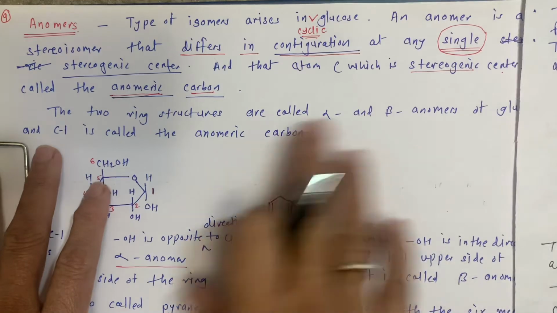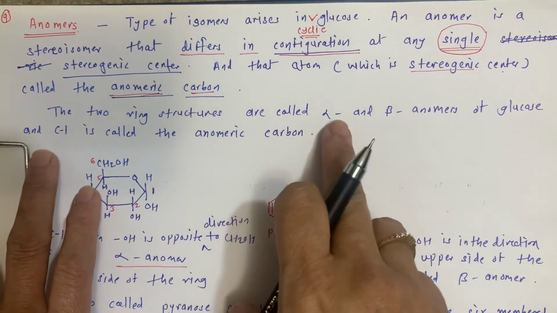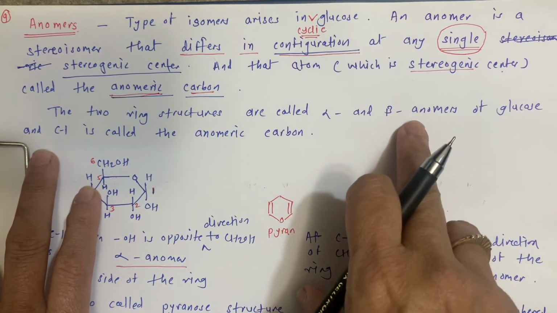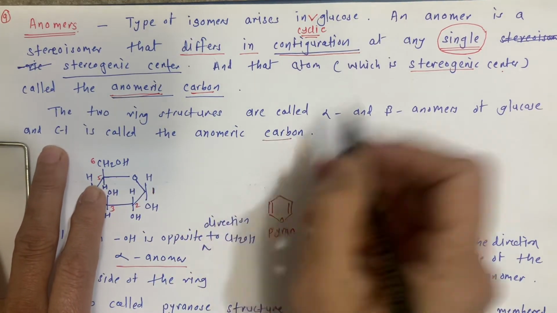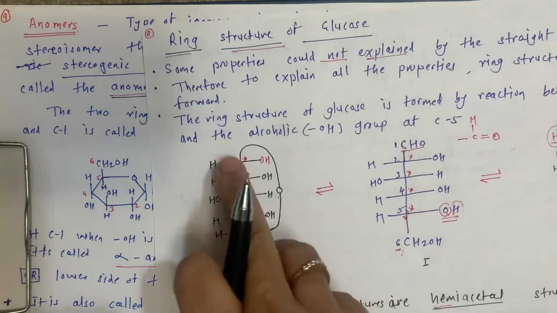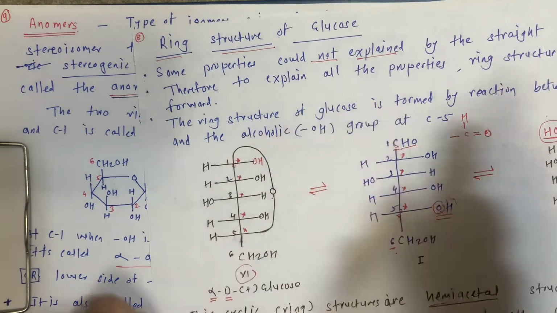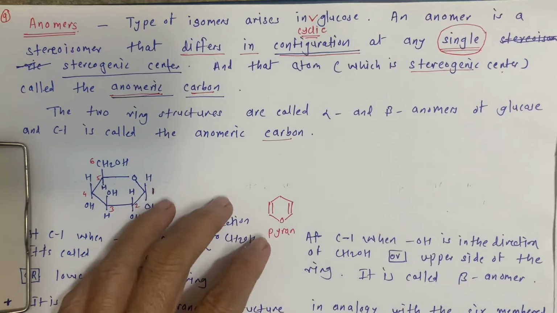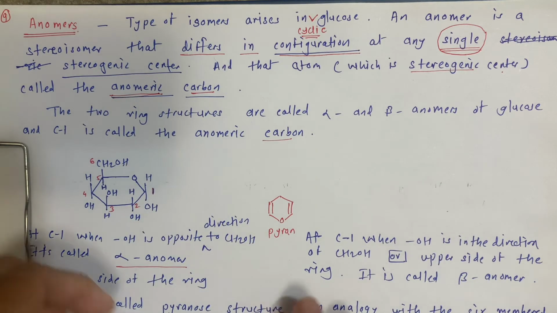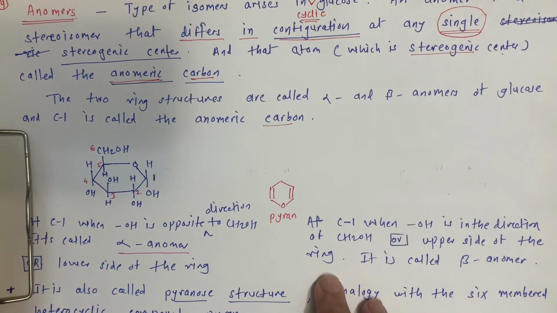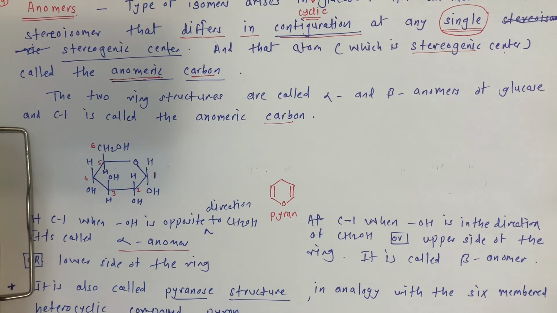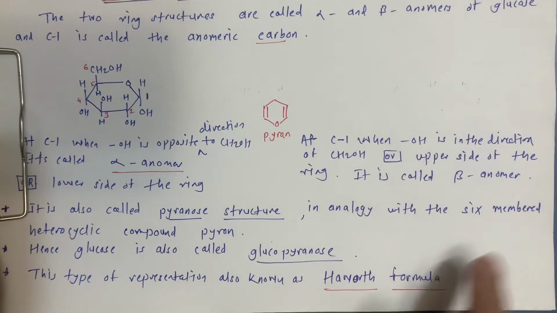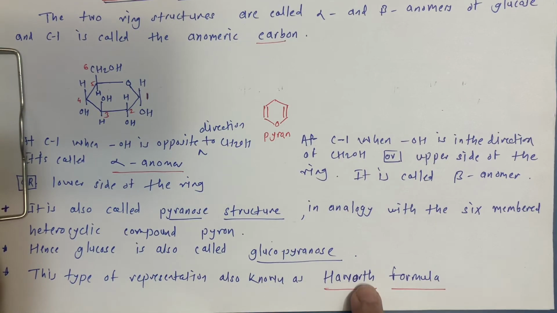But now, to write down this ring structure and see what is alpha and what is beta anomer of glucose, this C1 is called the anomeric carbon. And to write it in a proper form, a new structure is introduced, and that structure is known as the Haworth formula.